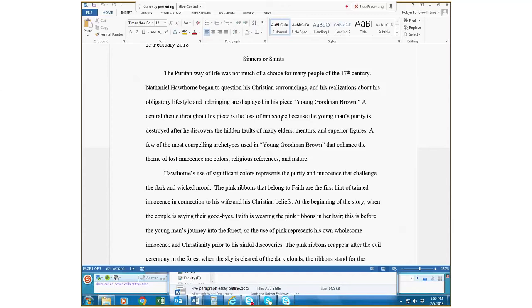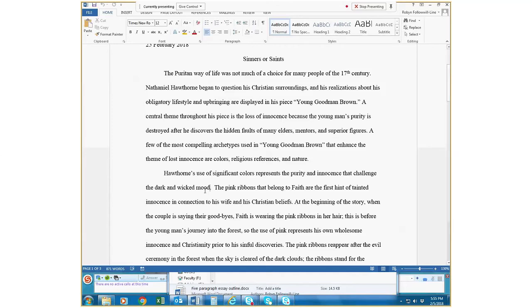Like I said, not perfect. It's a good solid paragraph though. So let's take a look at the next paragraph. So this is our first body paragraph. Hawthorne's use of significant colors represents the purity and innocence that challenge the dark and wicked mood. So that's our topic sentence.